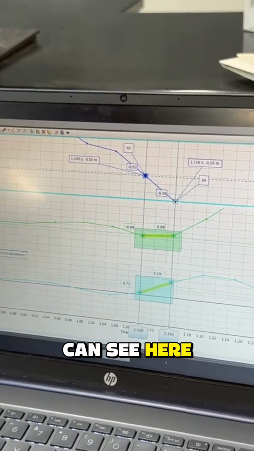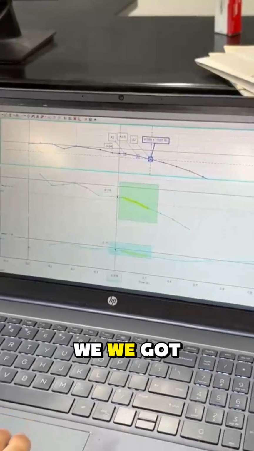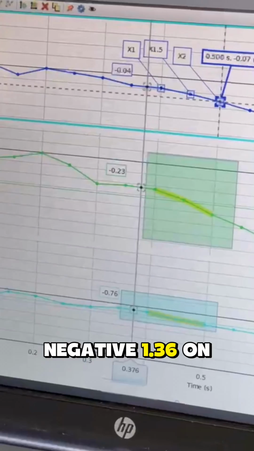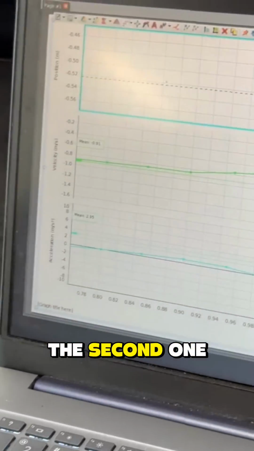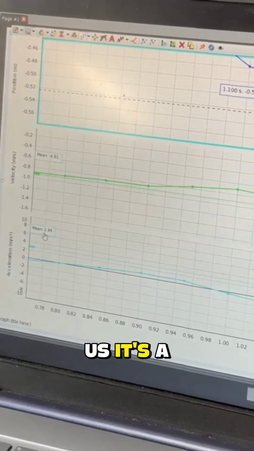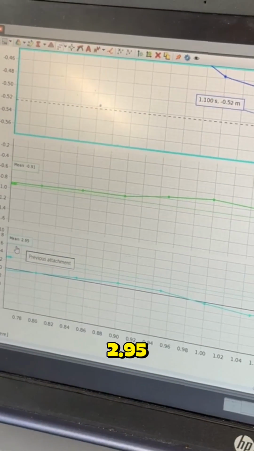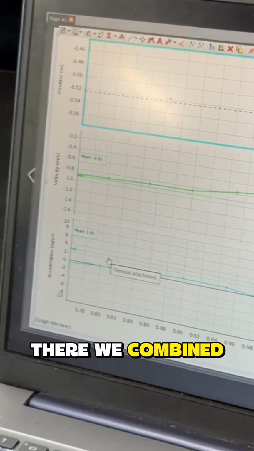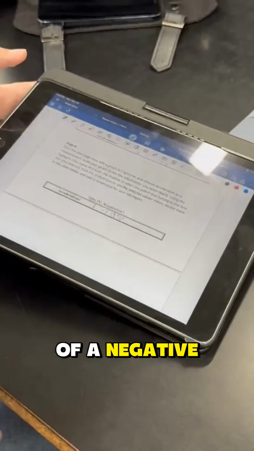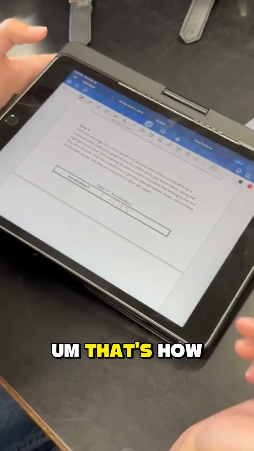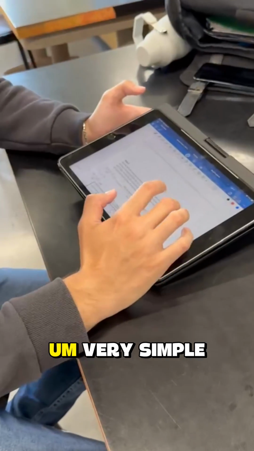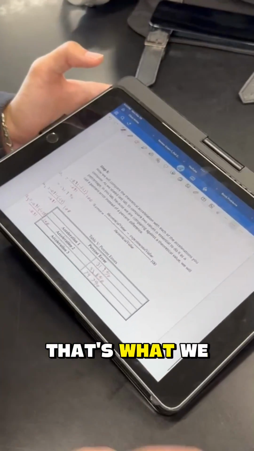So as you can see here, we got negative 1.36 on the first 2 points, and on the second one, Capstone clearly tells us it's a mean acceleration of 2.95. So going from there, we combined them both, and we came to a conclusion for acceleration 3 of negative 1.59. That's how we concluded it. Very simple. That's what we were told.